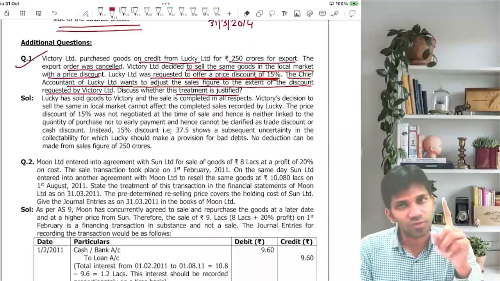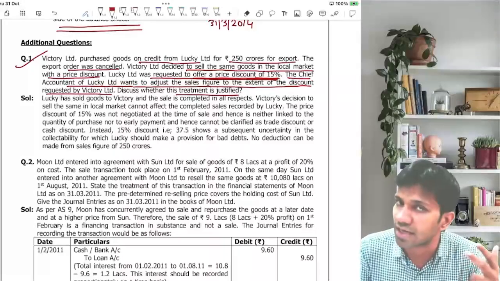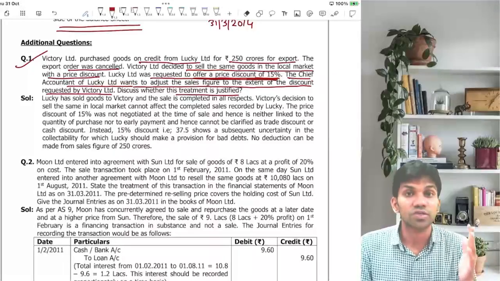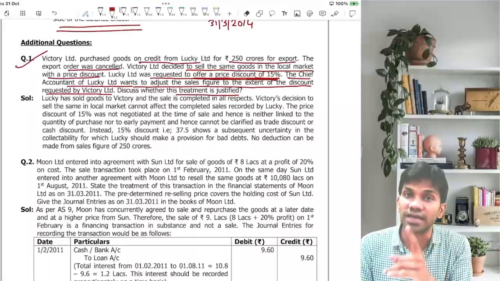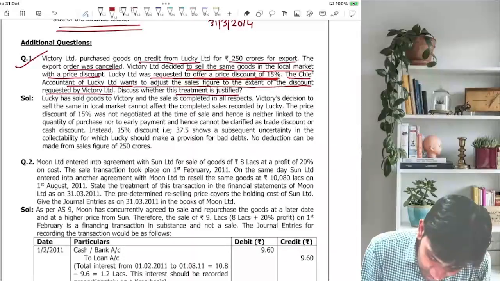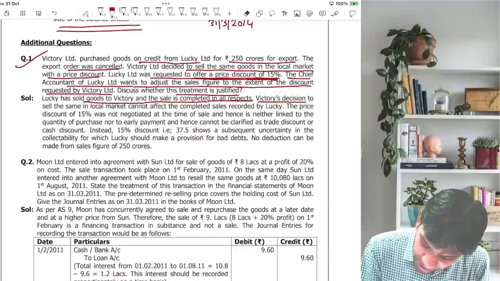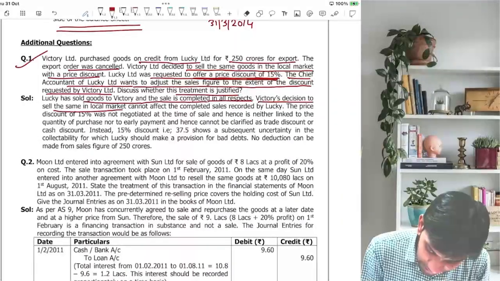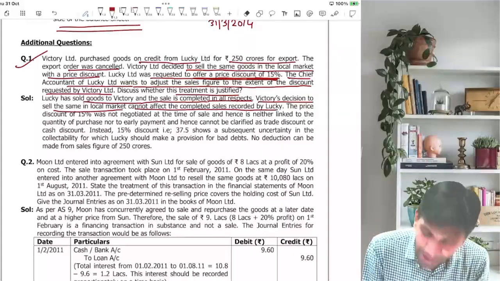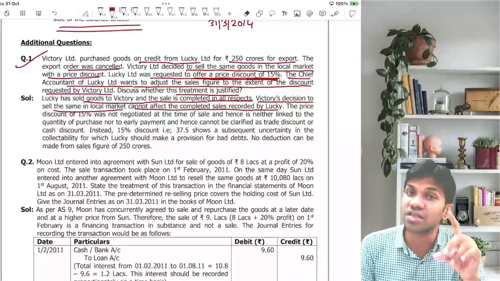Ready? So first provision, as per AS-9, revenue should be recognized only when it is measurable and when there is reasonable certainty regarding its collection. Revenue recognition should be postponed if there is uncertainty regarding its collection. Now this is a pure case of sale of goods. Lucky Limited has sold goods to Victory and the sale is completed in all respects. Victory's decision to sell the same in the local market cannot affect the completed sales recorded by Lucky. So it's very clear that Lucky Limited cannot adjust the sales figure.